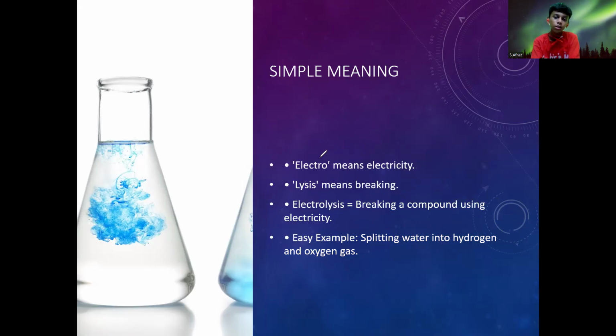Next, we'll move on to the simple meaning. So electron means electricity and lysis means breaking, as I told. Electrolysis means breaking a compound using electricity. So the same example, splitting water into hydrogen gas, is given here.